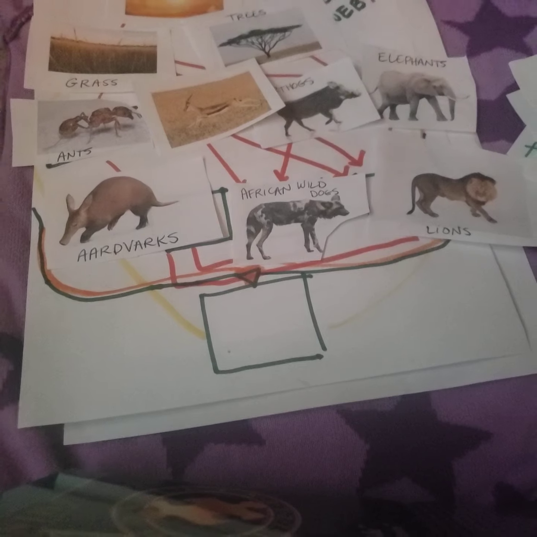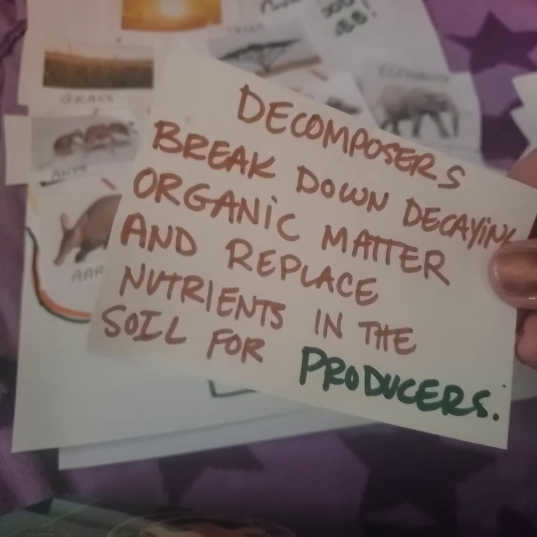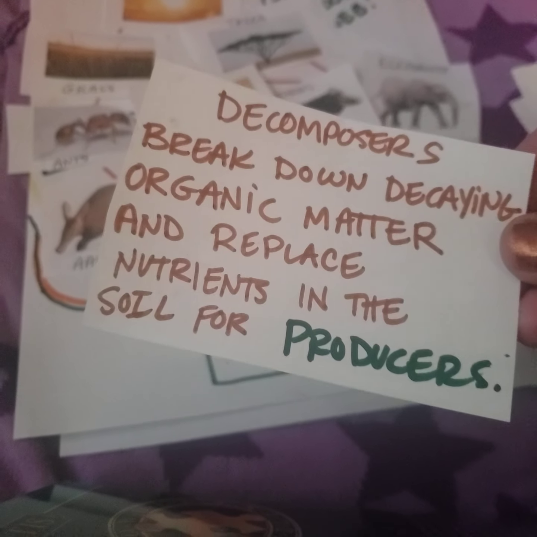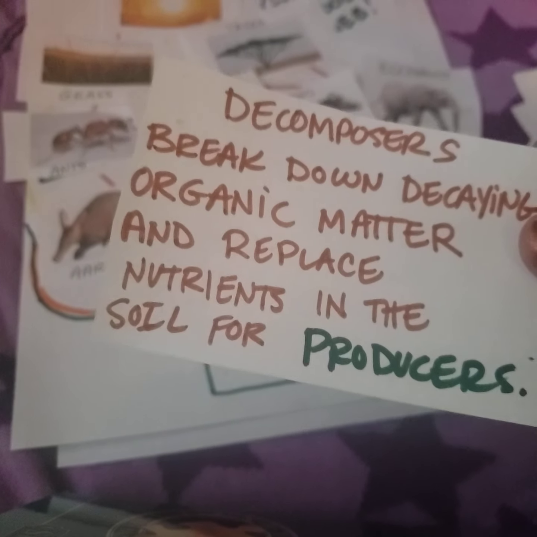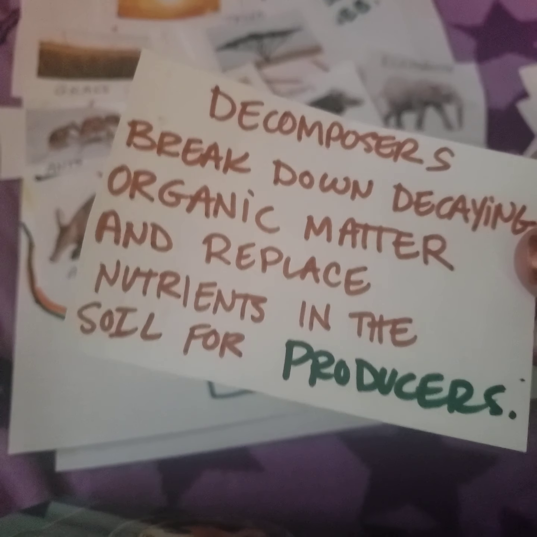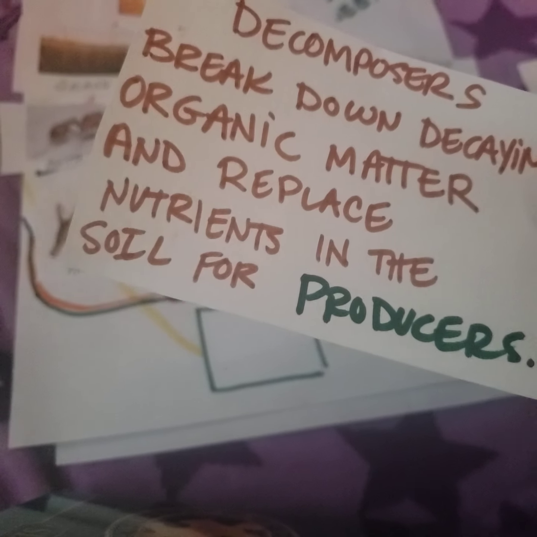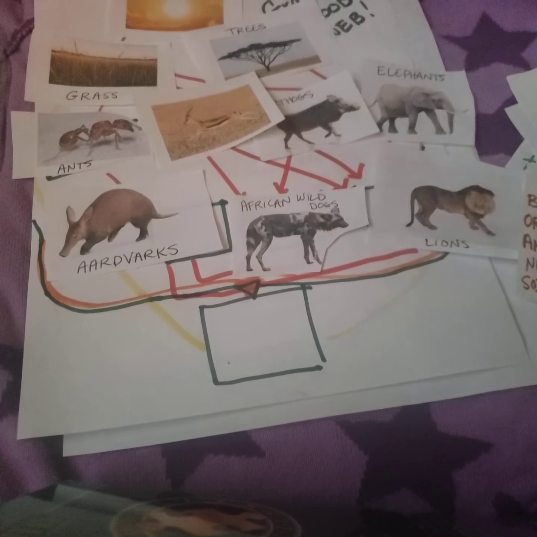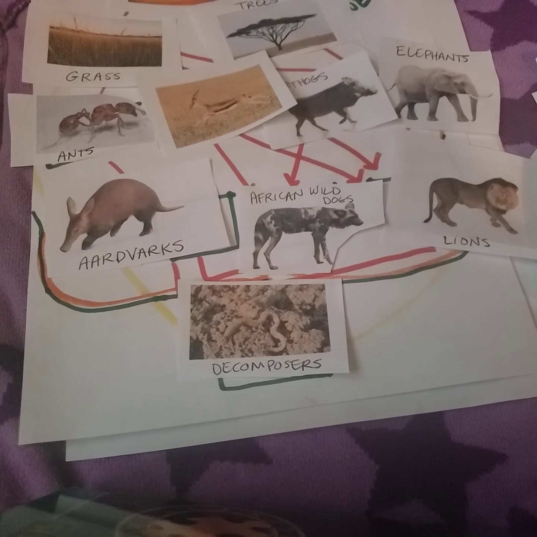And then finally, now not all food webs will include decomposers. But a lot of food webs do. And your activity today, the Elk Everywhere activity from the choice board, definitely asks you to include a decomposer. So I went ahead and included one today. But decomposers break down decaying organic matter and replace nutrients in the soil for producers. So our decomposer that I put out here today is an earthworm. So earthworms eat dirt or soil.